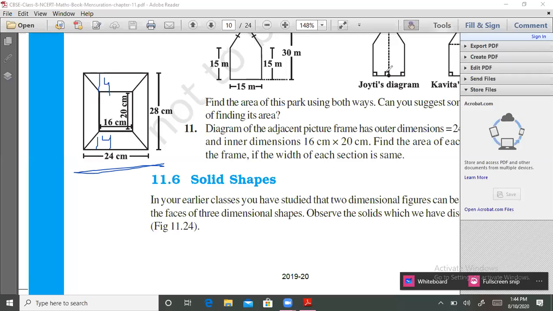It's 24, inner it's 16. So how much is left? 8. And they are also saying width of each section is same. तो एक section की find out करके बाकी सबकी अपने आप ही आ जाती है. You don't need to find out. Or you can say 24 minus 16, 8. This is also 4 and this is also 4. The width of each section is 4.